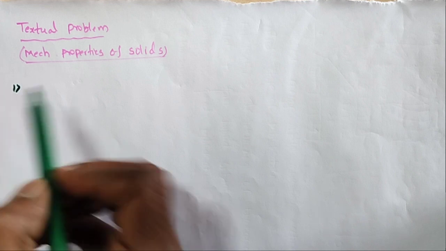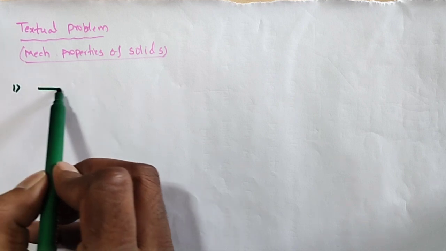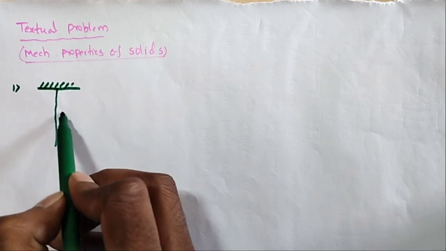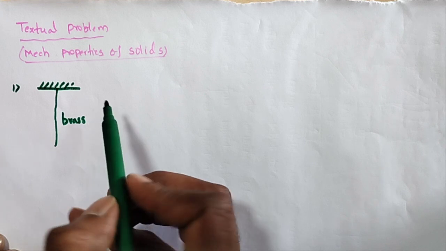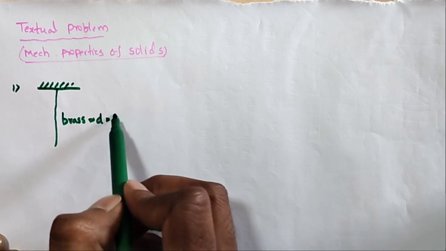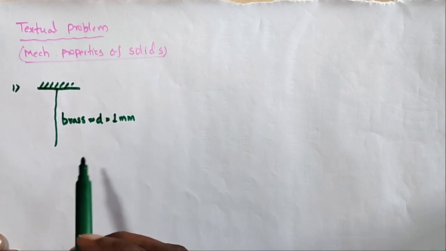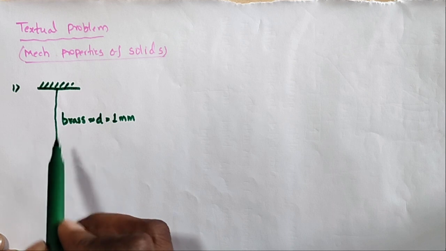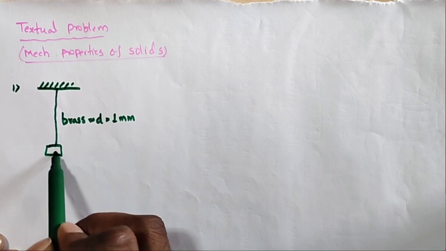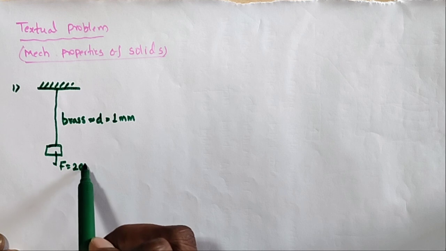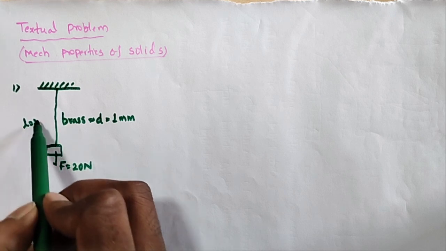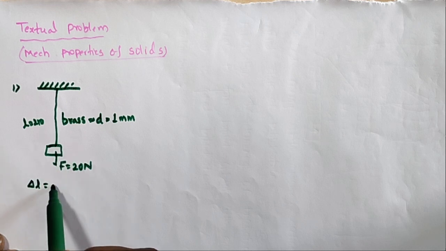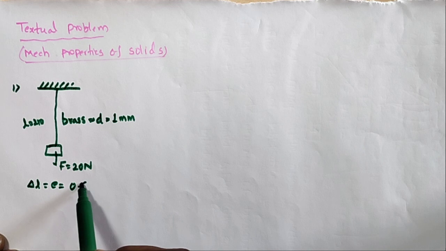Solution. Here a brass wire is given. What is the diameter? D is equal to 1 millimeter. The wire of length L is equal to 2 meters is stretched by applying a force F is equal to 20 newtons. The increase in length, that is delta L, is equal to small e, is equal to 0.51 mm.